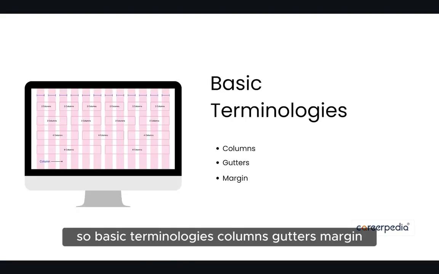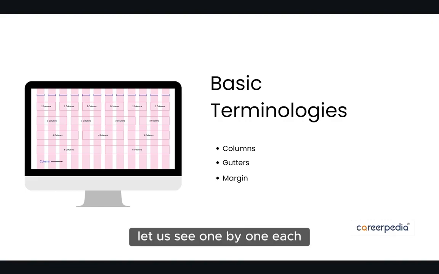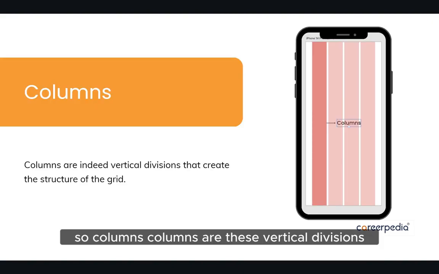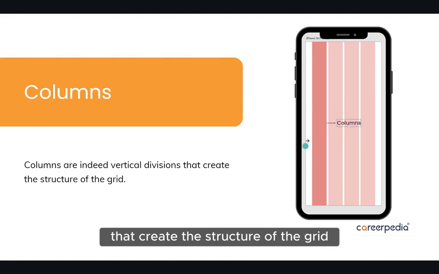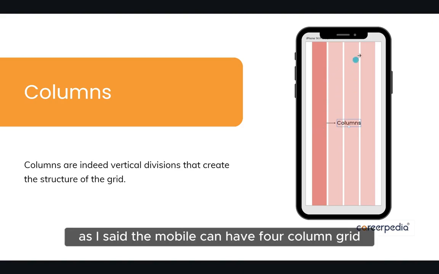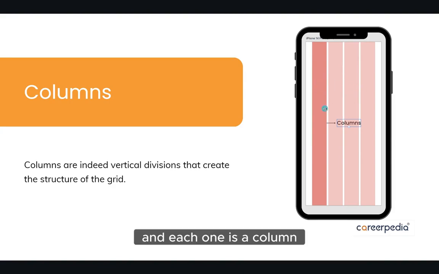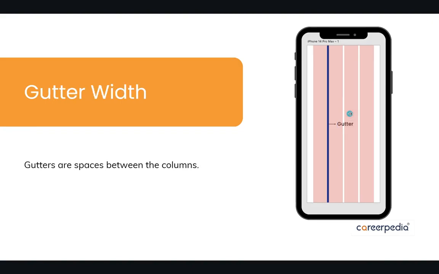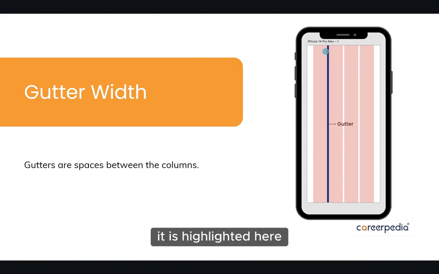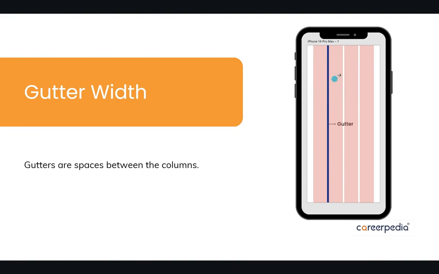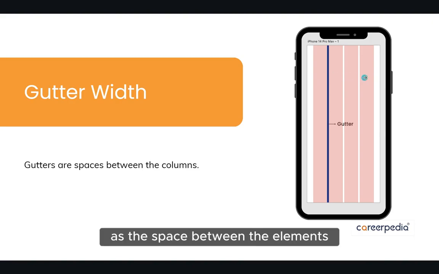So basic terminologies: columns, gutters, margin. Let us see each one by one. So columns. Columns are these vertical divisions that create the structure of the grid. As I said, the mobile can have a 4 column grid. These are the 4 columns and each one is a column. Next, gutter width. Gutters are spaces between the columns. So you can see these white spaces highlighted here. This is the gutter width. So when you're arranging elements, you can leave out space between the elements.